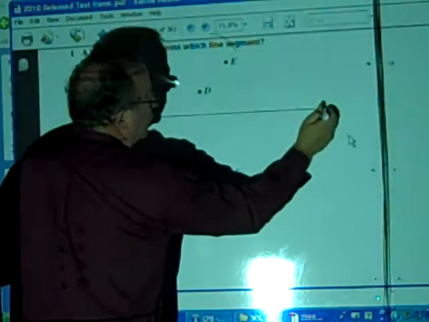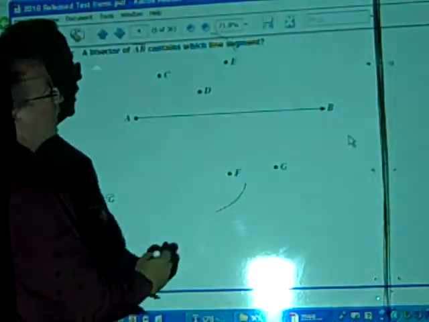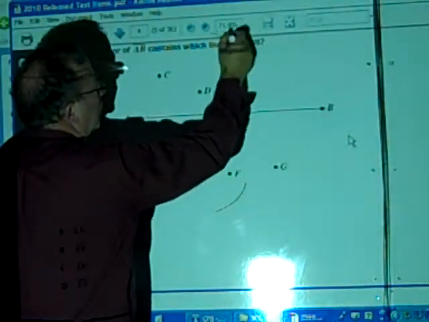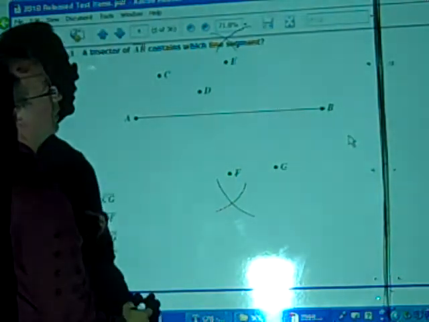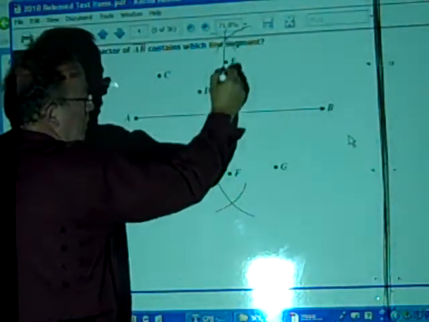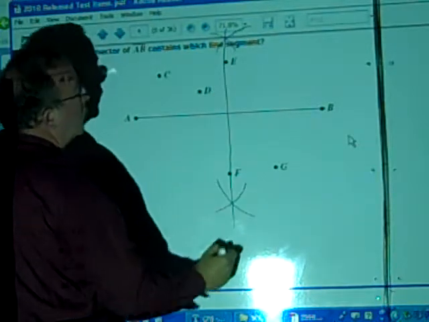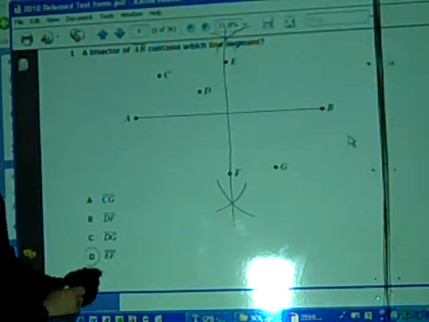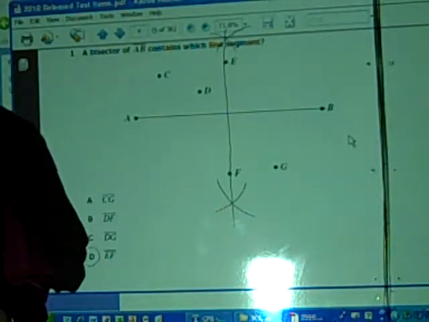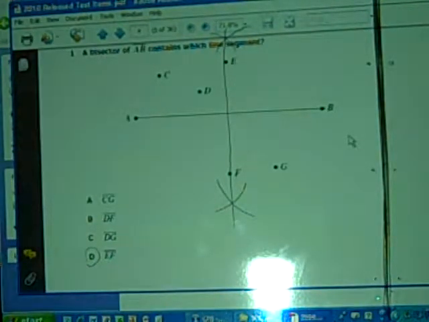Move your compass point back over here. You're not going to change anything. You're going to make an arc that's going to intersect this one, and an arc that's going to intersect this one down here. Then you're going to draw a line between them. And if you draw a straight line through both points, that's pretty close. So EF is your perpendicular bisector of AB. That's how you do it. That is a perpendicular bisector of line segment AB.